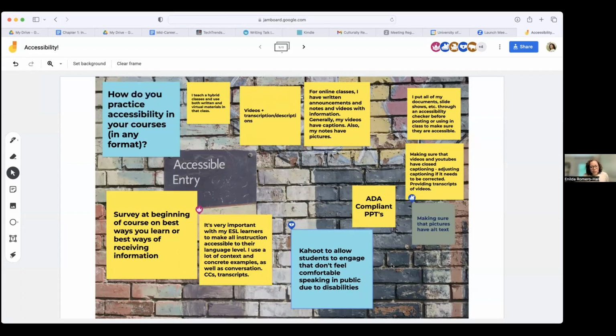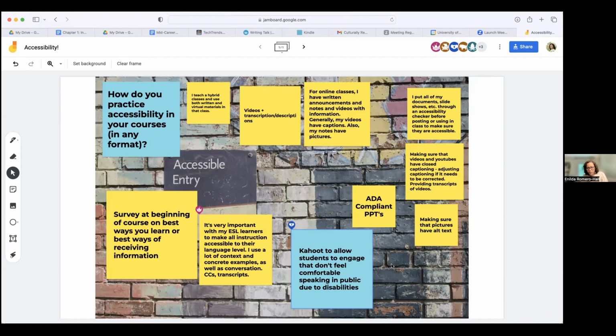It's very important with my ESL learners to make all instruction accessible to their language level. So keeping language to a level that's adequate for the students. Concrete examples as well as conversations, perfect.